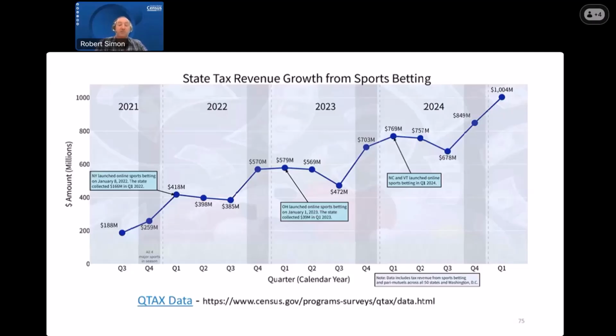Likewise, the revenue experiences a little bit of a lull during the summer months when only baseball is occurring. Finally, I want you to note that in the first quarter of 2025, total revenue surpassed $1 billion. You can look for the second quarter 2025 data release on September 11th.